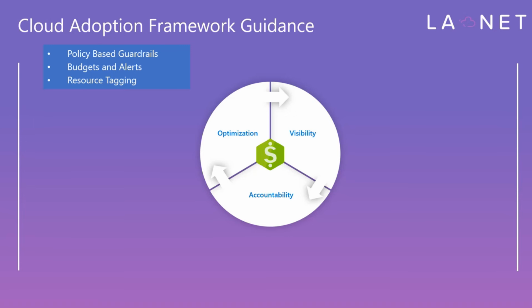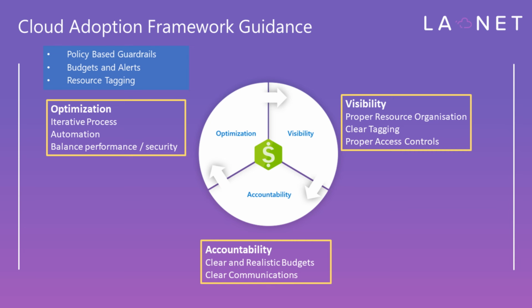Now this image here is from the CAF, and it talks about the different phases of your cost controls. You've got optimization. Make sure you're always looking to optimize your resources. Use automation, balance performance and security, as we mentioned earlier. I would add reliability to that as well, or resilience. Visibility, how do you understand what is running in your platform? Make sure you've got clear tagging policies, proper access control, and proper resource organization.